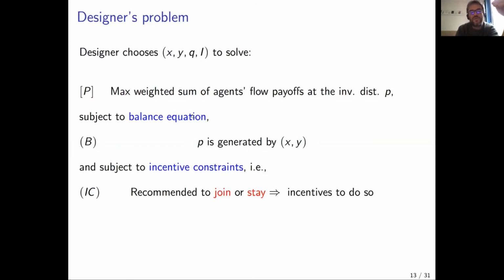This is subject to a balance equation. This is a technical condition, and you don't have to bother too much with it. It basically says that P here is actually generated by the policy X and Y. So the invariant distribution P is generated by the designer's choice of entry rule and exit rule. And then, more importantly, this is subject to incentive constraints, meaning that when agents are recommended to join the queue, they should have incentives to do so. And when they are recommended to stay in the queue, they also should have incentives to do so.